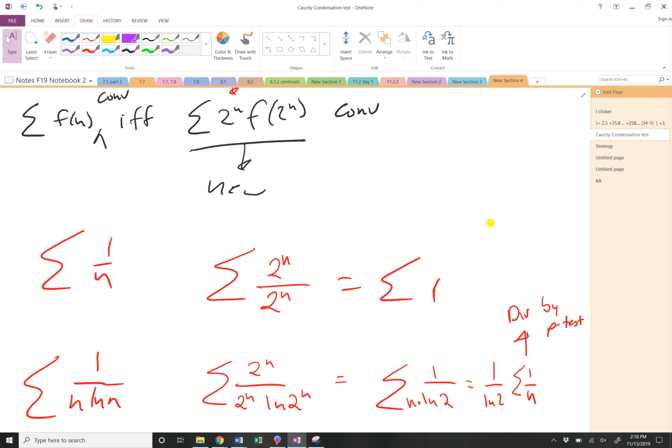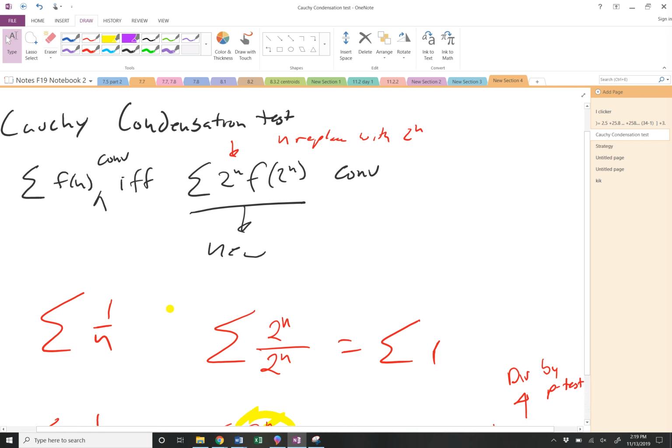Okay, so I did my work up here. I multiplied by 2 to the n, and then everywhere there was an n, I replaced it with 2 to the n, and these 2 to the n's divide out. Then I used log rules to pull that n out front, so you get n natural log of 2. Well, natural log of 2 is just a constant, so I pulled out the 1 over the natural log of 2, and I end up with the summation of 1 over n. There's the harmonic series, diverged by the p-test. Just a bit simpler than trying to do integration, the integral test.